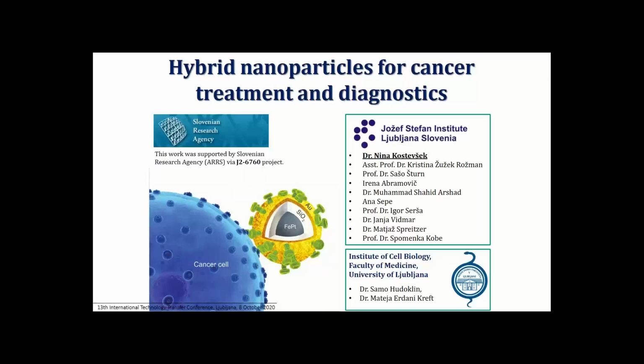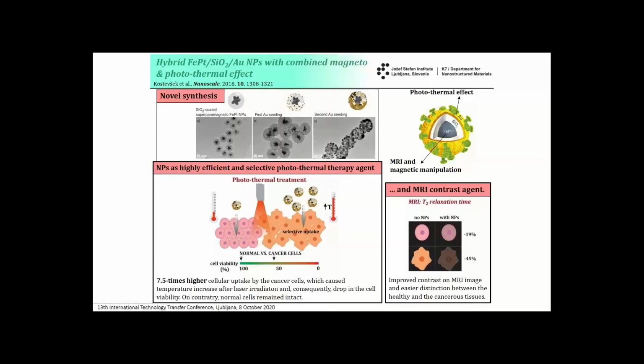This nanostructure is composed of the magnetic core and optically active gold nanoshell. The magnetic core is used as contrast agents for MRI, magnetic resonance imaging, and magnetic manipulation. And the optically active gold nanoshell possesses high photothermal effect. What does this mean, photothermal effect? That means that these nanostructures strongly absorb light and they heat up. So imagine if we have high accumulation of such nanostructures in the cell and we irradiate them with laser light, they strongly heat up, which can destroy these specific cancer cells very selectively.